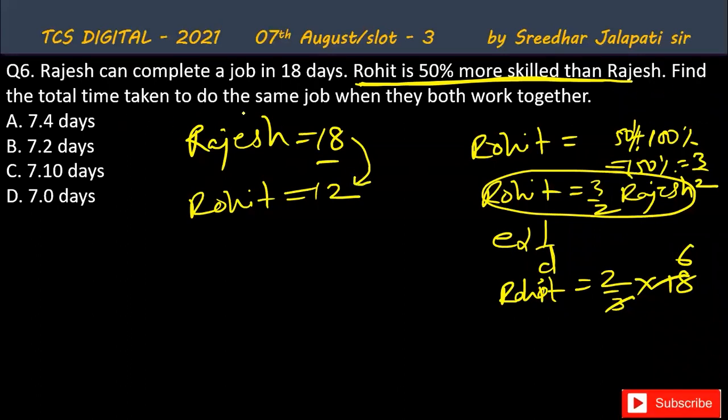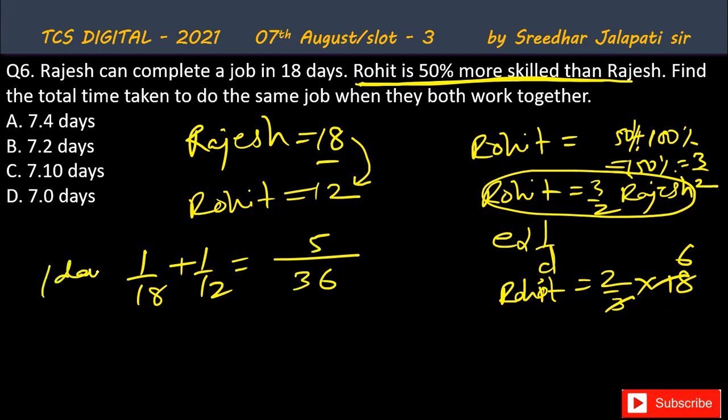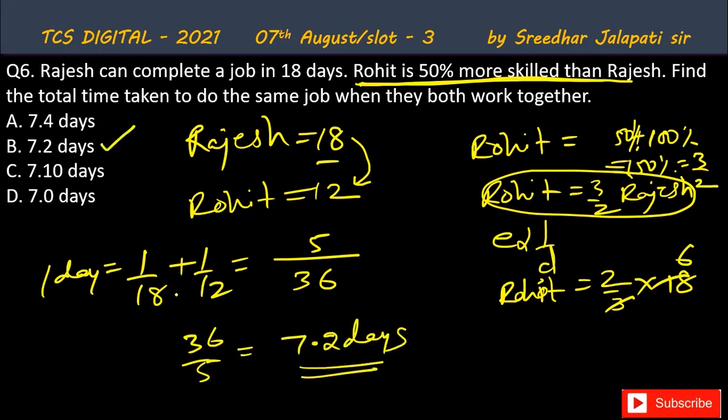Okay. Now find the time taken by them if they work together. Rajesh's one day work is 1 by 18, Rohit's one day work is 1 by 12. LCM 36, 2 plus 3, 5 by 36. So their one day work is 5 by 36. That means they take 36 by 5, that is 7.2 days to complete the task. That is option B. Such a simple question, and I'm sure you are lucky to get this kind of question in TCS digital recruitment.